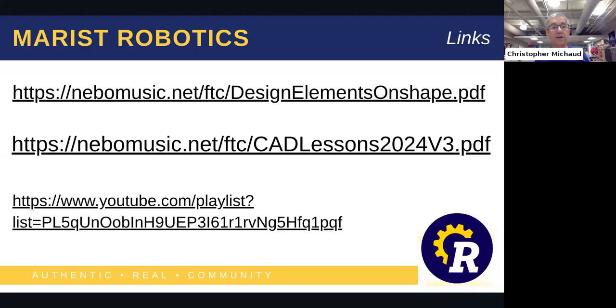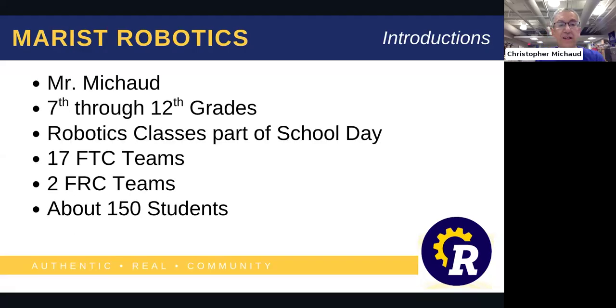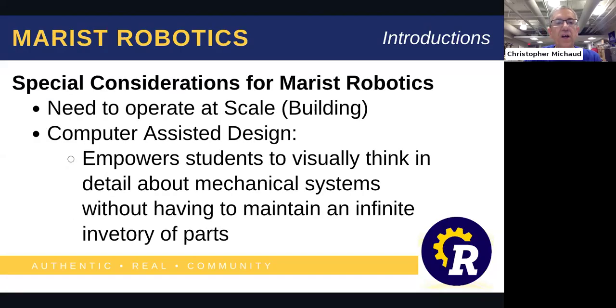So I've already done the introductions. I have a situation here where I'm trying to run 17 FTC teams and 2 FRC teams at the same time. Given the unique structure of the way we run things, I needed some special considerations. I need to operate at scale.